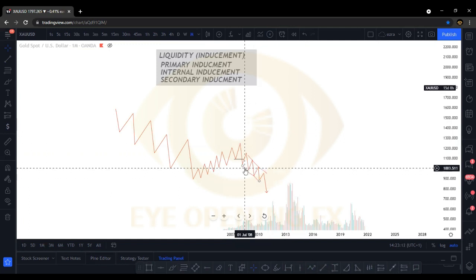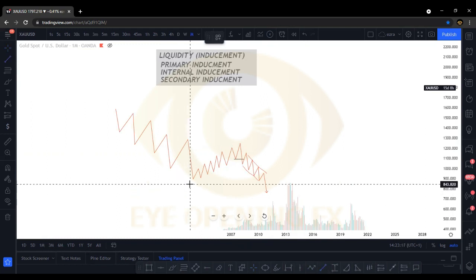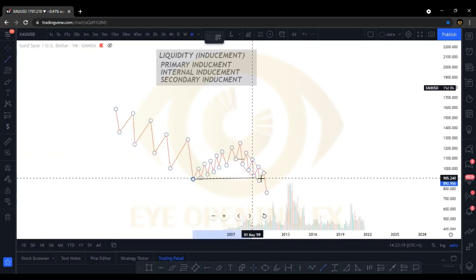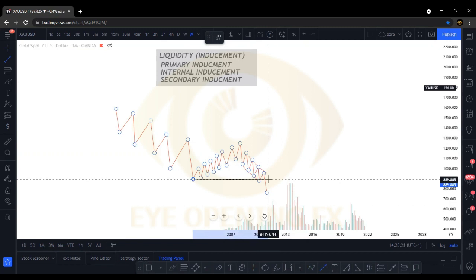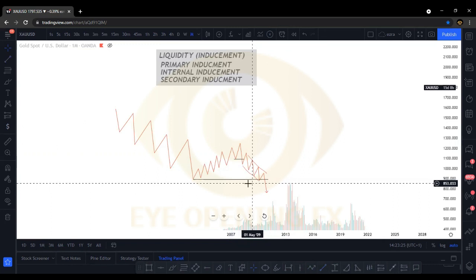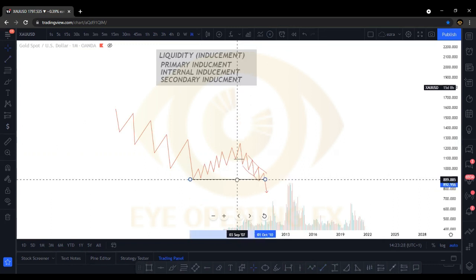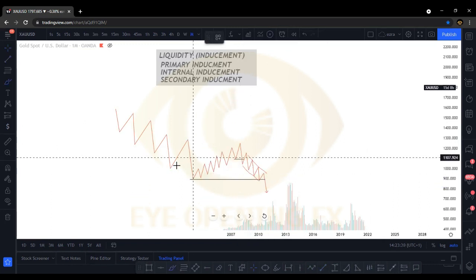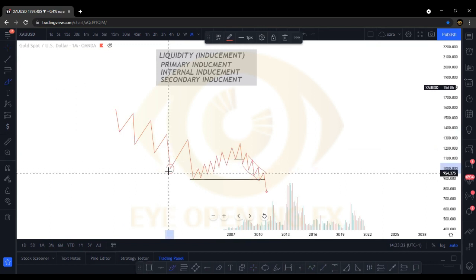Now, you have your internal structure. Before the market takes out this last low here, once you take it out, it's no longer internal, it becomes a range structure, according to what I taught you guys. You understand that this was our last low, lower low.